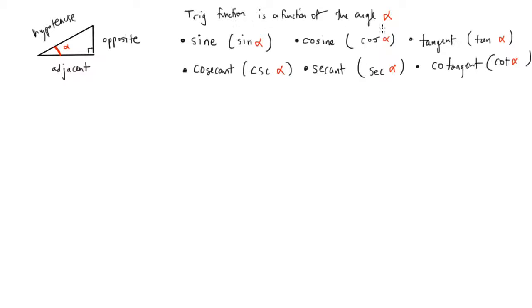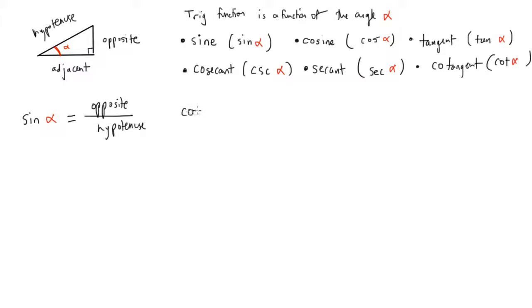Okay, now how are these functions defined? Well, we'll start with the 3 that are on the top, and actually there's really only 2 that need to be defined, and all the others can be understood in terms of them. So we'll start with sine. Sine of alpha, and I'm going to keep using the red for alpha because I still want to refer to this triangle, is defined to be the opposite side over the hypotenuse.